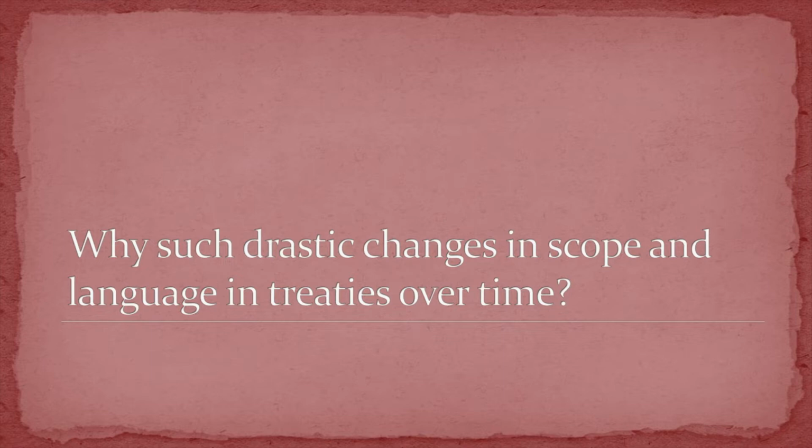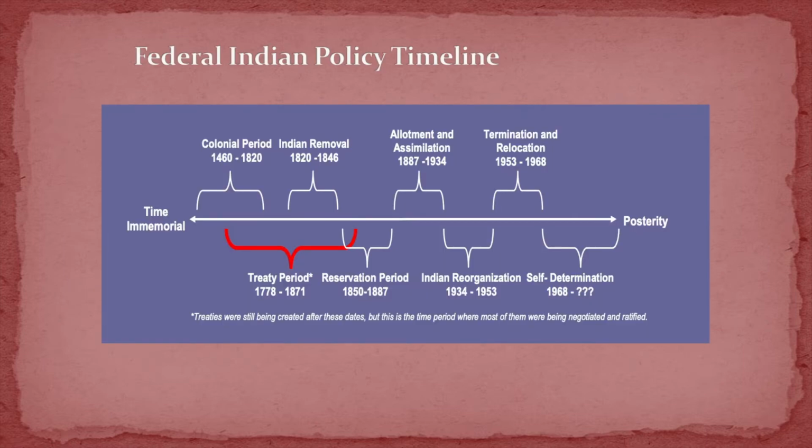So in our last session, I put up 2 treaties from Fort Laramie, one in the 1850s and one in 1868. I think it was 1851 and the second one in 1858. And I asked, what was the drastic change that happened within that 17-year time period? And so really going through this timeline will address why there are such drastic changes in the scope and language in treaties over time. So my timeline starts out with the colonial period, right?